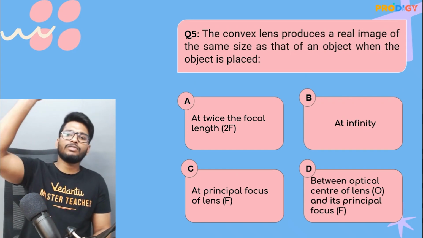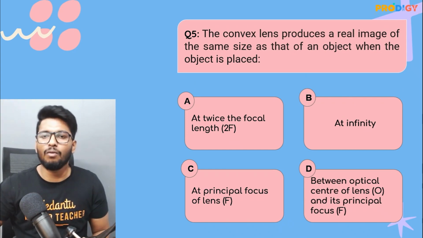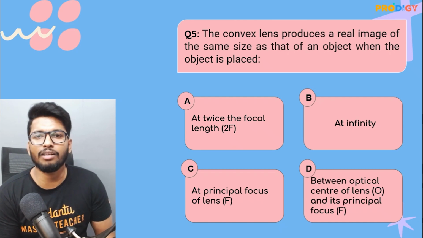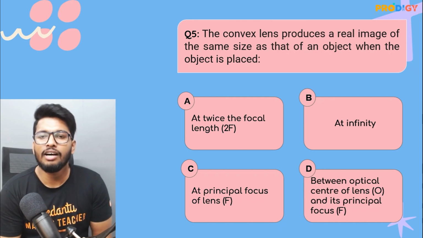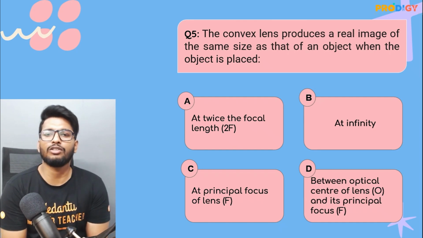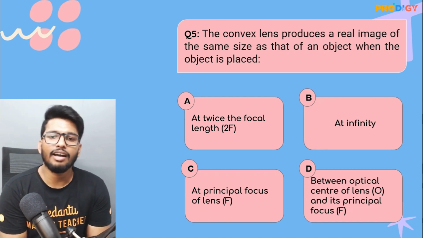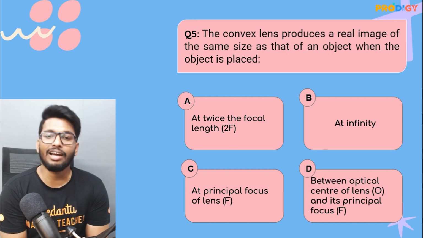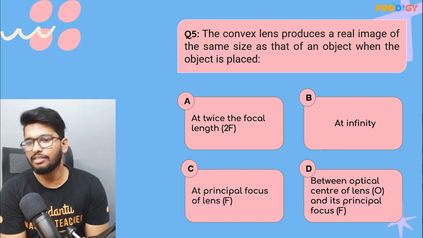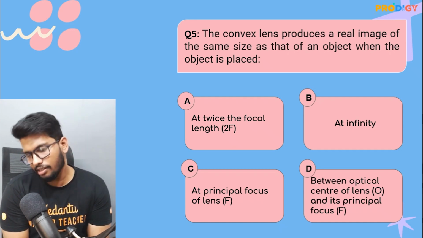All right. Fifth question, guys. Here it is. This is from the ray diagrams. Direct ray diagram question. The convex lens produces a real image of the same size as that of an object when the object is placed at twice the focal length, at infinity, at the principal focus of the lens, or between the optical center of the lens and the principal focus.